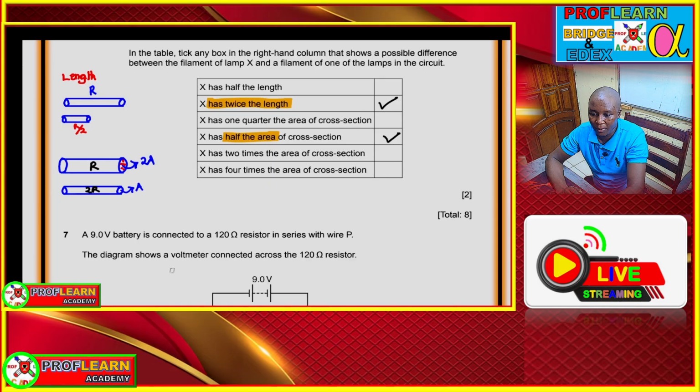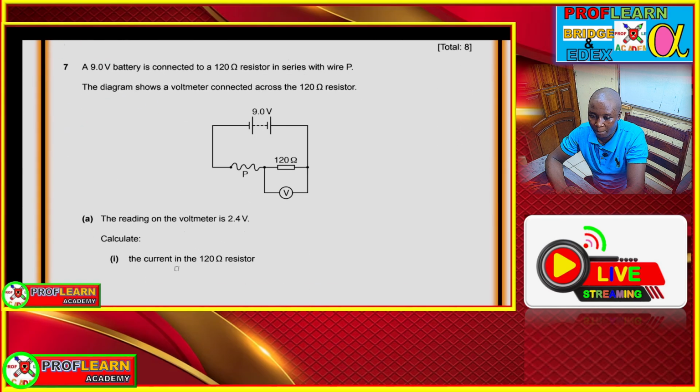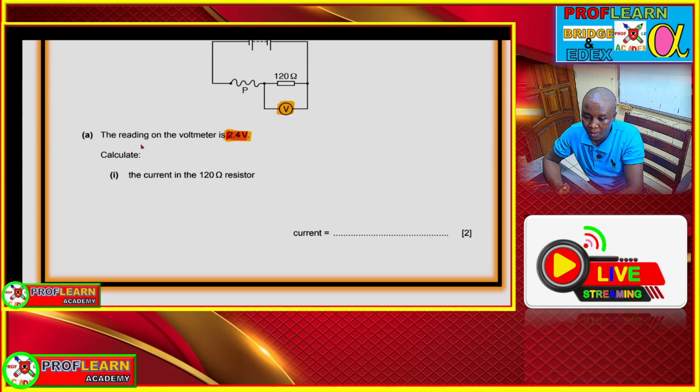And number 7 is talking about a 9.0 volt battery connected to a 120 ohm resistor in series with wire P. We are told that the reading on the voltmeter is 2.4 volts, which means that 2.4 volts is across the 120 ohm resistor. Now, since we had an EMF of 9.0, we can know the potential difference across P. We're going to look at that, but meanwhile, let's find the current in the 120 ohm resistor.